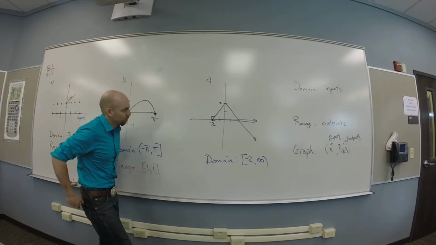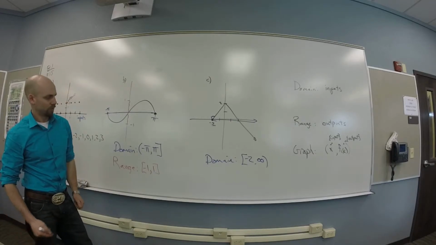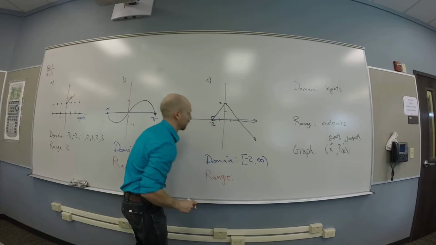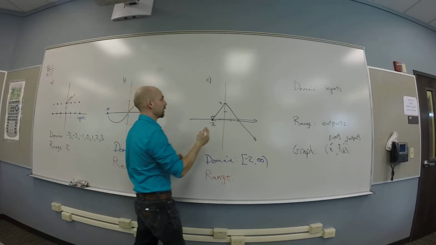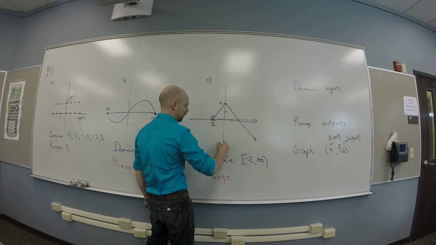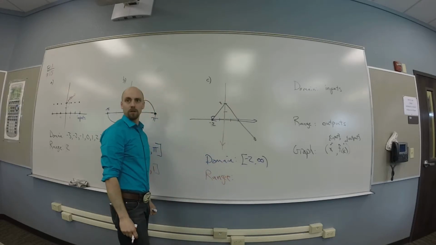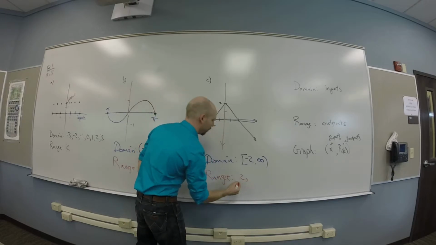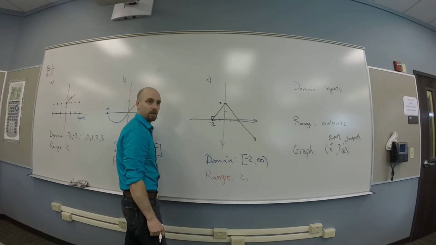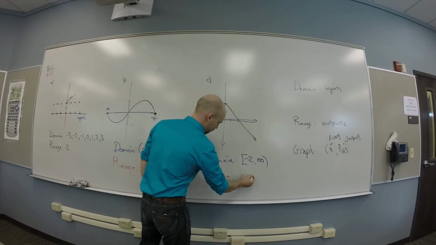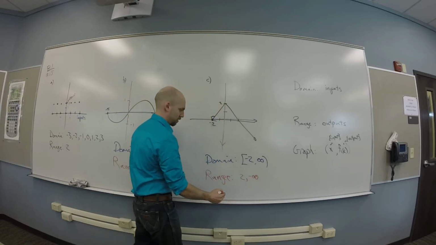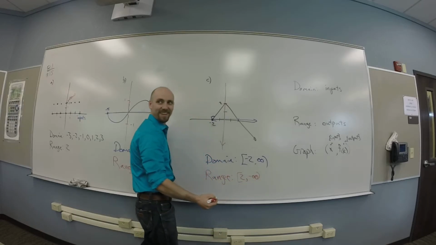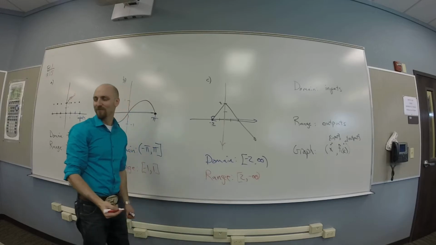Oops. What else? Range. Okay, which way do I smush to get a range? This way? Okay, so I get this stuff. So that would look like closed bracket 2 to negative infinity. No, I don't like that. Why not?